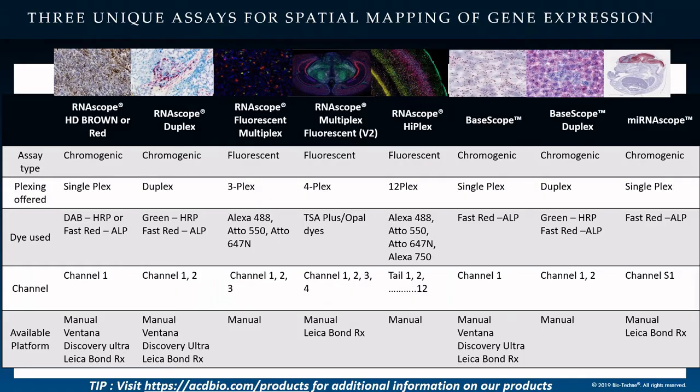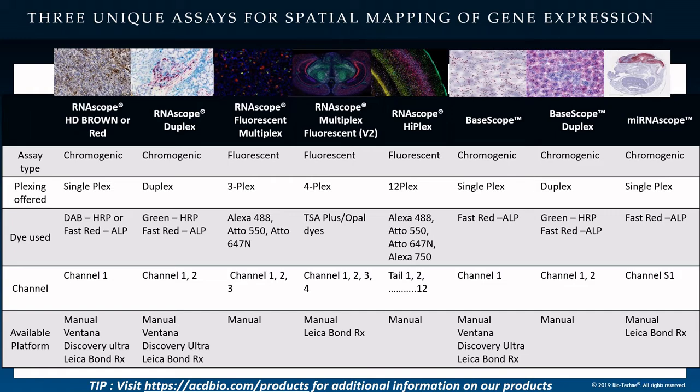So what is our product portfolio? As I mentioned before, we have our RNAscope chromogenic assays in either singleplex or duplex, which can be performed manually or on our automated platforms such as Ventana or Leica BondRx. We have our RNAscope multiplex fluorescent assays, where you can look at up to 3 or 4 targets. And then last year, we came out with the RNAscope HiPlex assay that allows you to look at up to 12 targets simultaneously on a single tissue section.